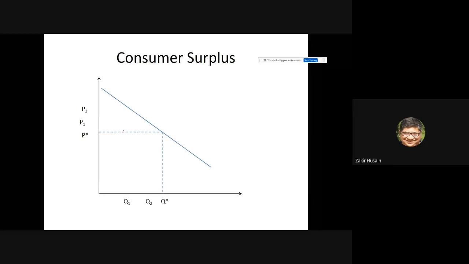Next we come to producer surplus. Often what we want to do is find out the change in the producer surplus or consumer surplus. Initially, let us suppose we have a price of P star and the consumer is purchasing Q star amount. In this case, the consumer surplus is this triangle.